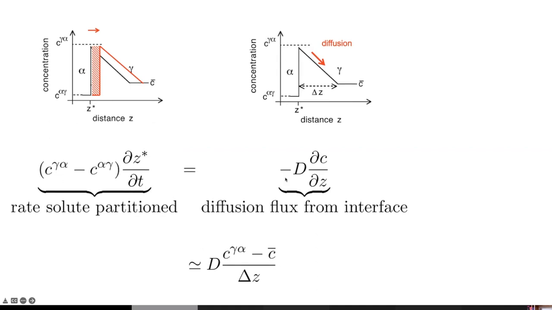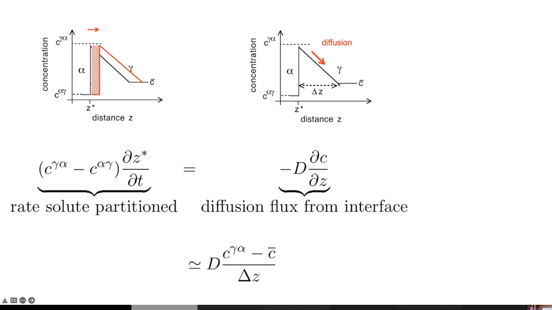So these must be equal in order to maintain the compositions at the interface to be consistent with the phase diagram. And because I've assumed a straight line here, we can express this part as simply the diffusion coefficient divided by this concentration minus this concentration over delta Z, okay? So C gamma alpha minus C bar, divided by delta Z.